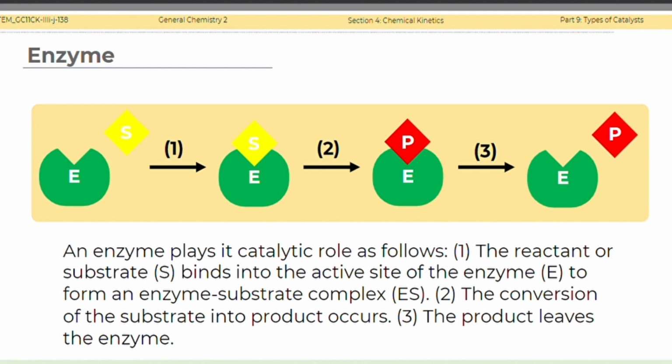An enzyme plays its catalytic role as follows. 1. The reactants, or substrates, bind into the active site of an enzyme to form an enzyme-substrate complex, ES. Number 2, the conversion of the substrate into product occurs. 3, the product leaves the enzyme.